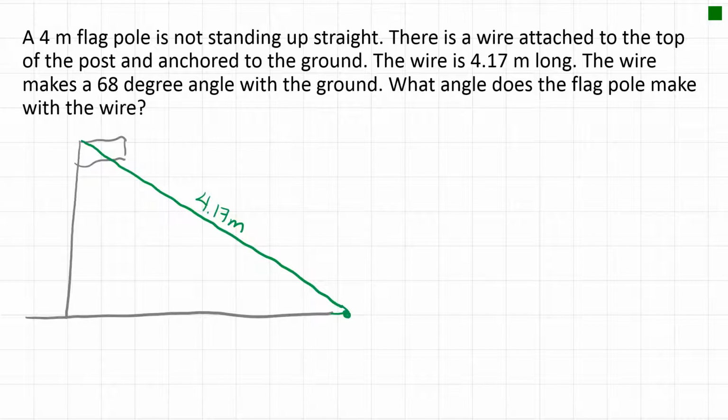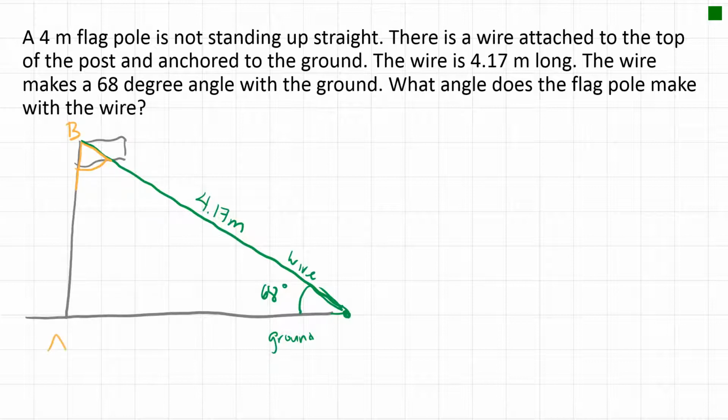The wire makes a 68-degree angle with the ground. So here is the ground and here's the wire. So this angle is 68 degrees. What angle does the flagpole have with the wire? So here's the flagpole and the wire, so that means I'm looking for this angle right here. So let's call that angle B.